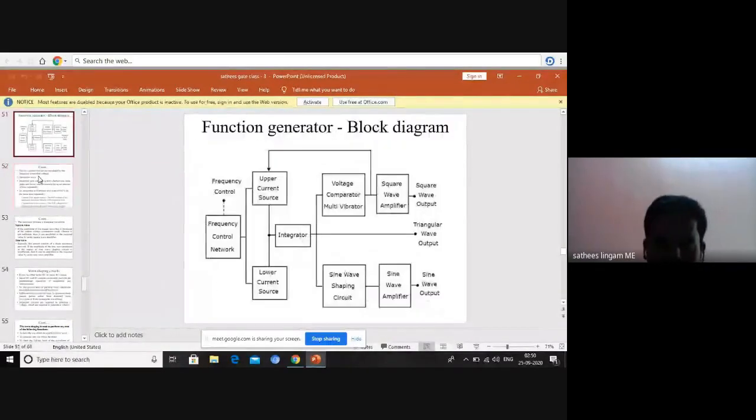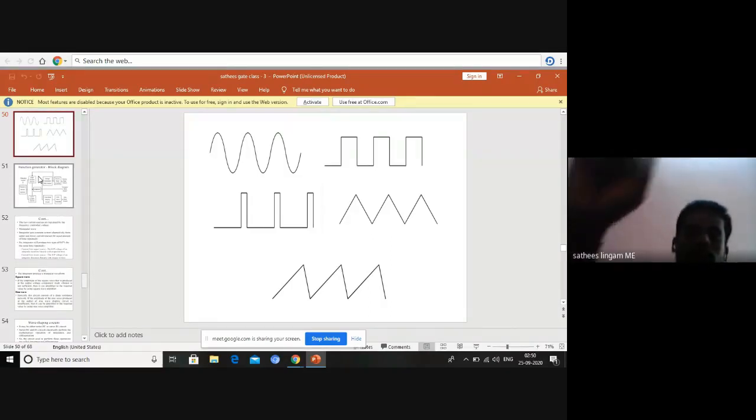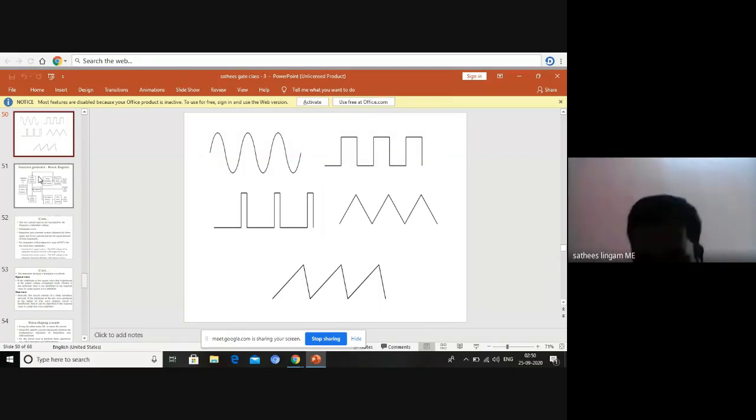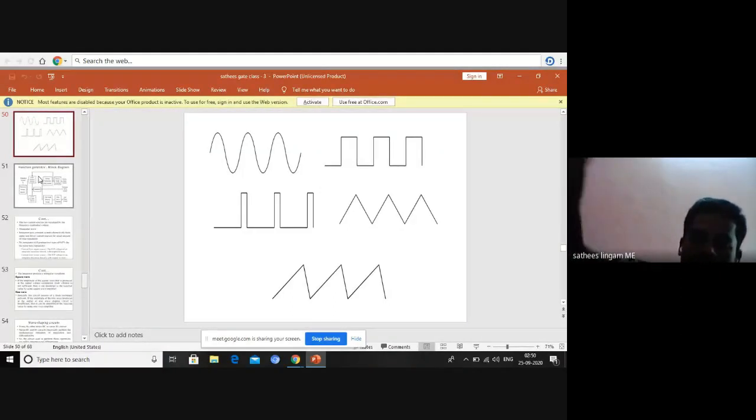That is giving the signal of the triangle. The triangle shape arises because when the upper current source is delivering, the output is increasing gradually with respect to time, in linear motion. You can see the linear curve on the positive side.